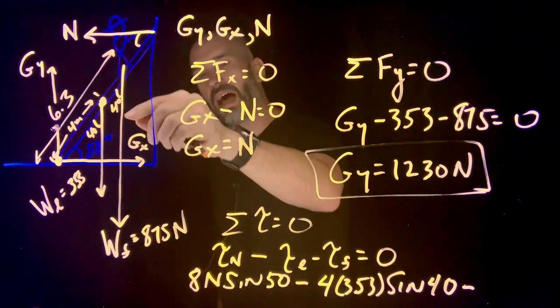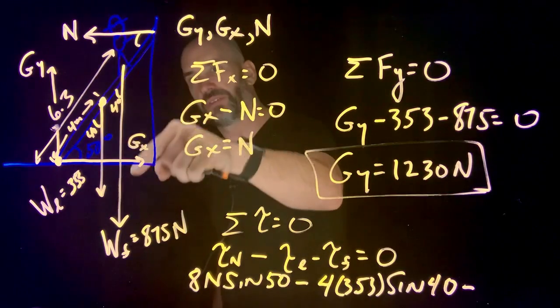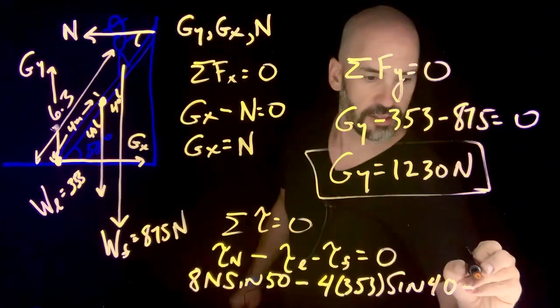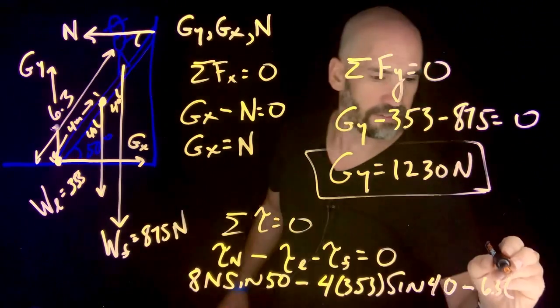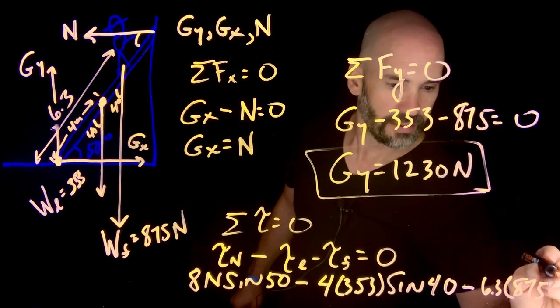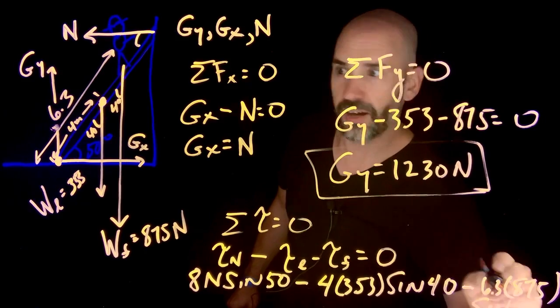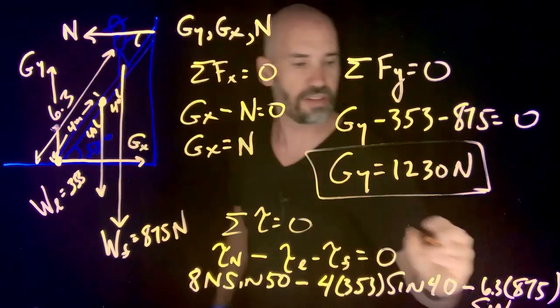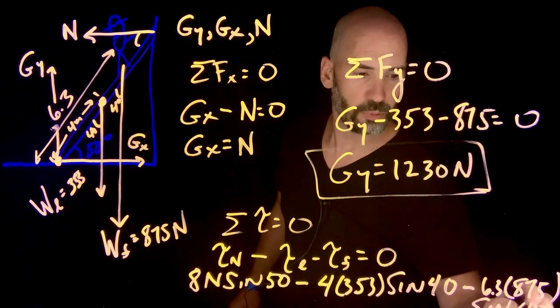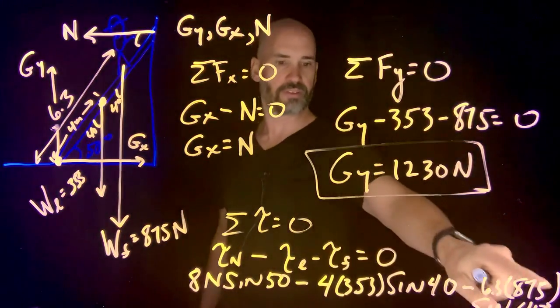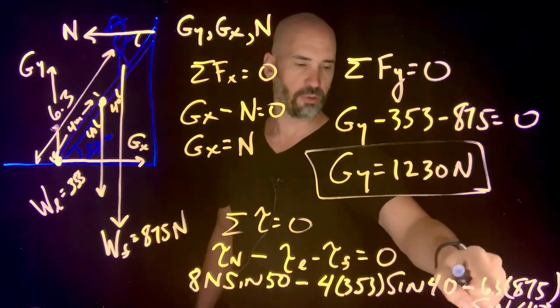minus, how far away is the fire person? The fire person's 8.3 away, so that's going to be 6.3 times the weight of the fire person, which is 875, times sine. Again, that angle there is 40, times sine of 40. All equals 0.